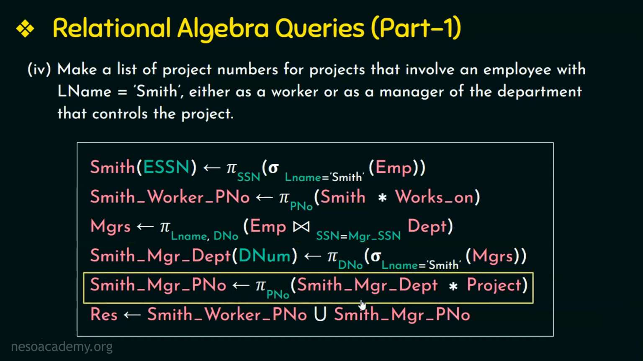The next step is to retrieve the project number of the project controlled by the department that is managed by the employee having last name Smith. Therefore, we join this relation with the project relation to get the project number that involves an employee with last name Smith as a manager. Since in the project relation we have the department number, or the D number, that each manager manages, we join this relation with the project relation.